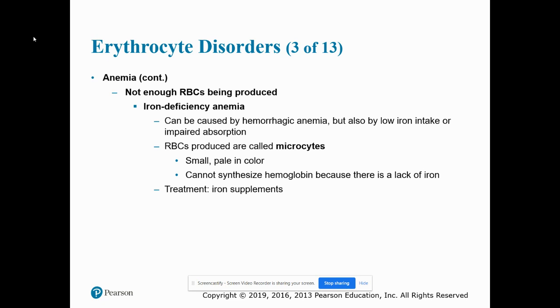The second cause of anemia is not enough red blood cells being produced. And we have iron deficiency anemia. This can be caused by hemorrhagic anemia, but also by low iron intake or impaired absorption. So basically, somebody doesn't have enough iron in their diet, or for whatever reason, they are not absorbing the iron properly. It could be something like, for example, gastric bypass surgery. Red blood cells that are produced are called microcytes. They're small and pale in color, and cannot synthesize hemoglobin because of the lack of iron. And the treatment is going to be iron supplements.